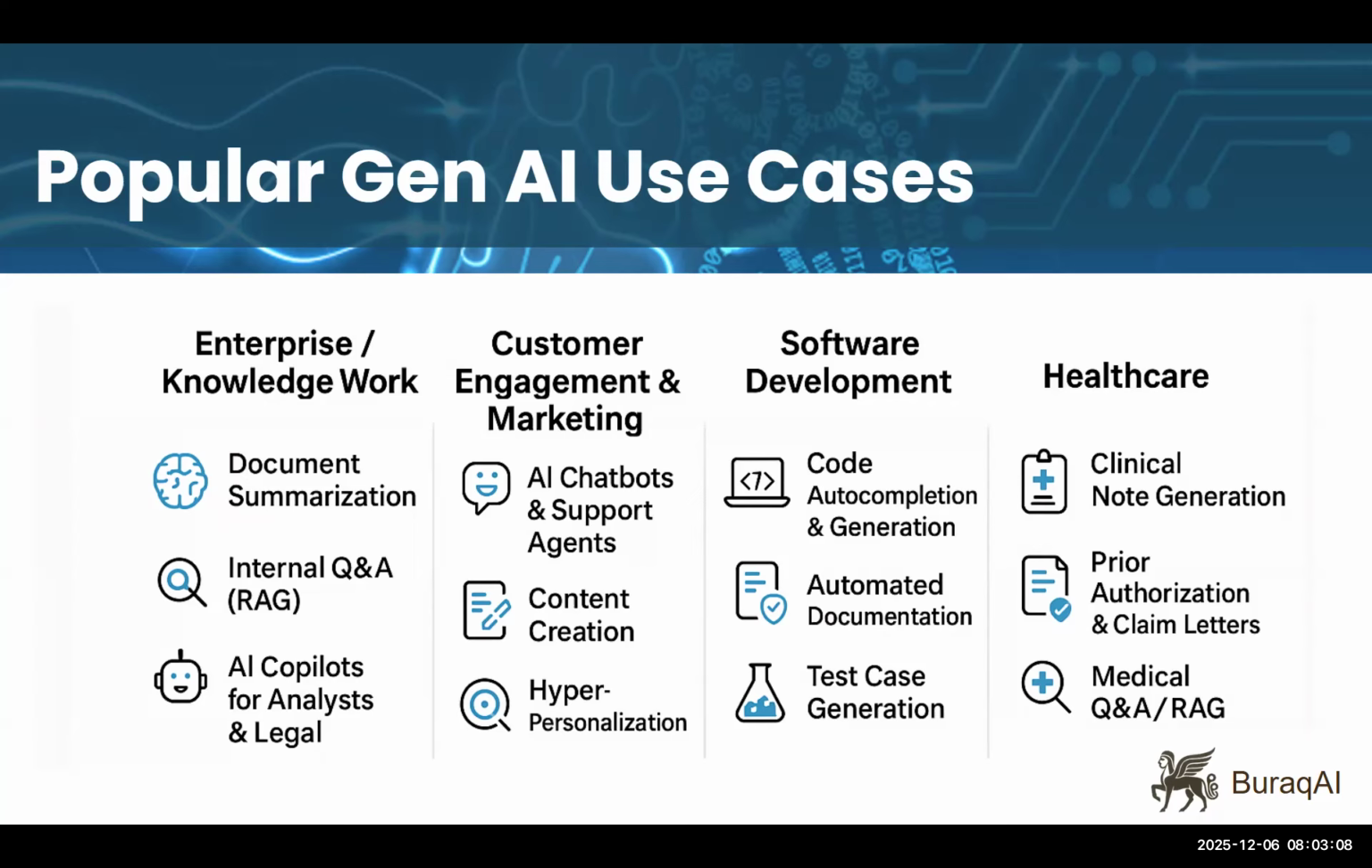So co-pilots for analysts and legals. Legal is what I talked about. For analysts, like code generation, also software development. If you see here, code auto completion, code generation. What we are using, Anthropic, or Copilot is very popular, or the AI-based IDEs like Cursor and a lot more have come in to help with the software development. Customer engagement, we talked about support.